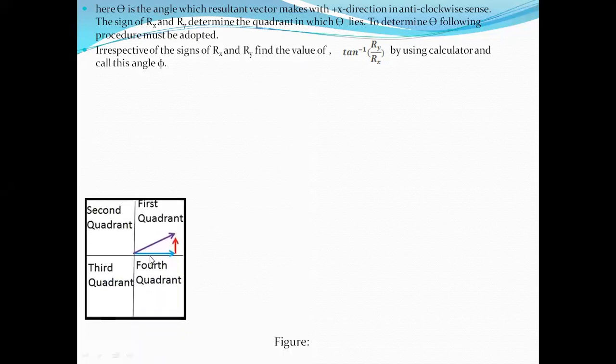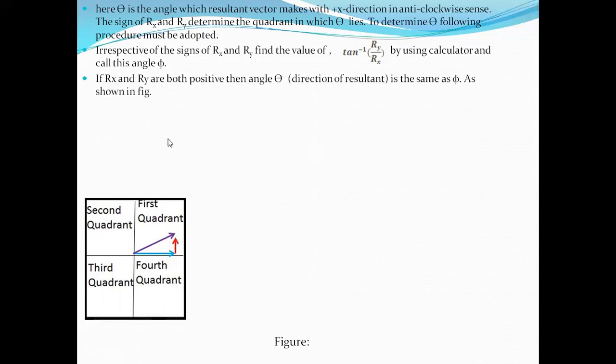That means we consider in which quadrant we are taking the vector. Like in this case, we have two components in the first quadrant, the x-axis is positive, y-axis is also positive, so the resultant will be in the first quadrant. If Rx and Ry both are positive, then the angle theta, the direction of the resultant, is same as phi, as shown in the figure. That means the phi is also in this direction in the first quadrant.